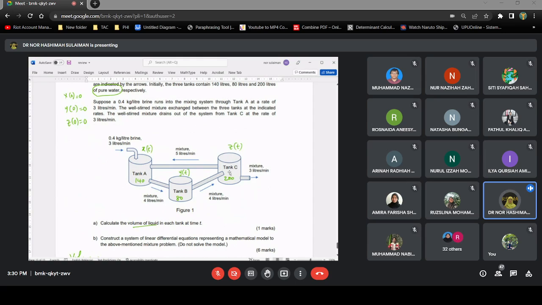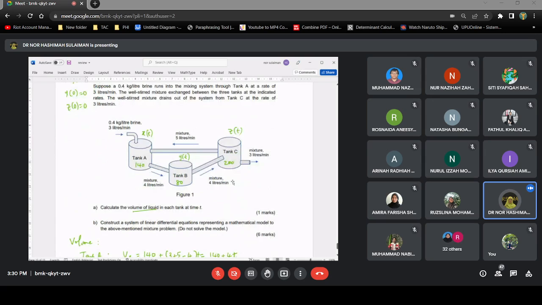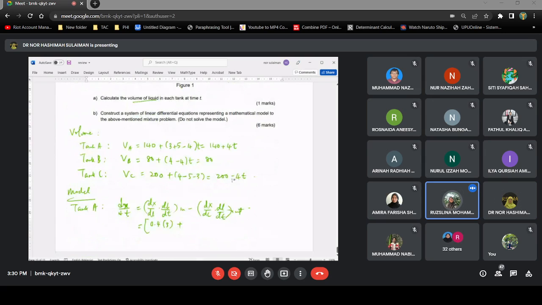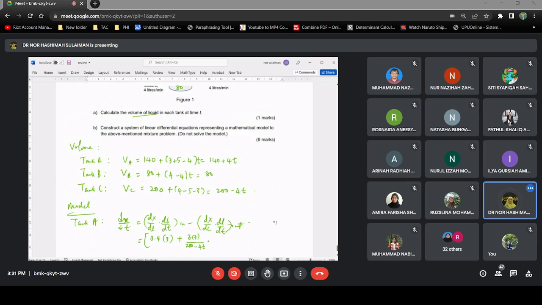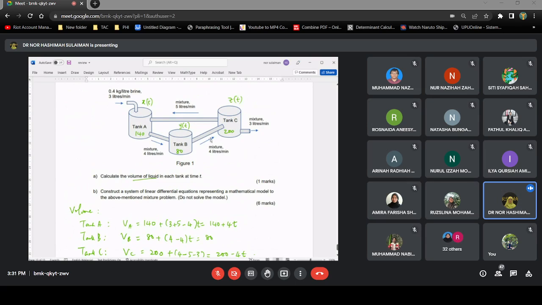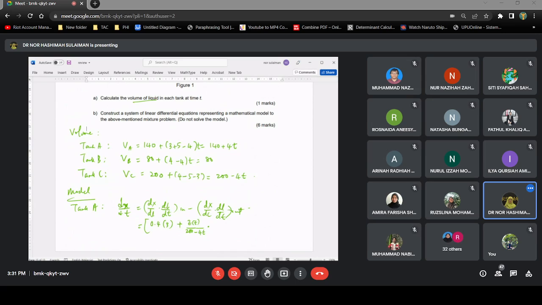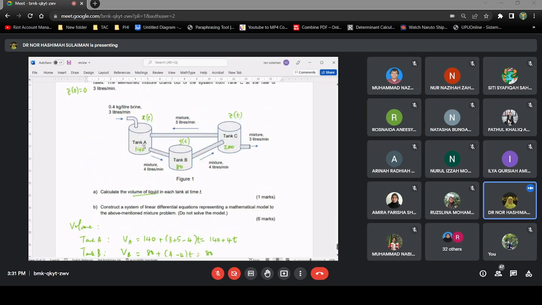Z bahagi dengan 200 ke? Concentration dia? Tak bagi dengan VC. Yes, so you have Z T divided by 200 minus 40 kan? VC tu, betul? Darabkan dia punya rate dia masuk tu berapa? Tak. Dia sini. Rate dia berapa? 5 liter per minute. Okay. And then tolak. Yang keluar daripada A. Cuba tengok yang keluar daripada A. Daripada sini ke sini. Dia datang daripada mana? Daripada A pergi ke B.